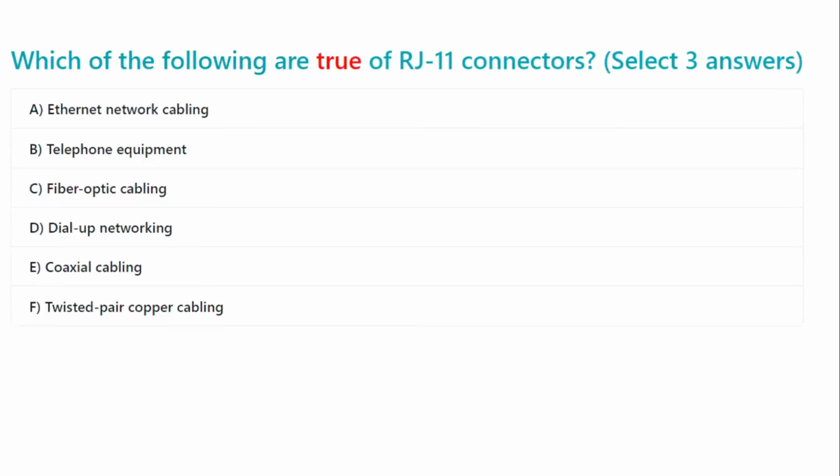Which of the following are true of RJ11 connectors? Select 3 answers. A. Ethernet network cabling. B. Telephone equipment. C. Fiber optic cabling. D. Dial-up networking. E. Coaxial cabling. F. Twisted pair copper cabling.